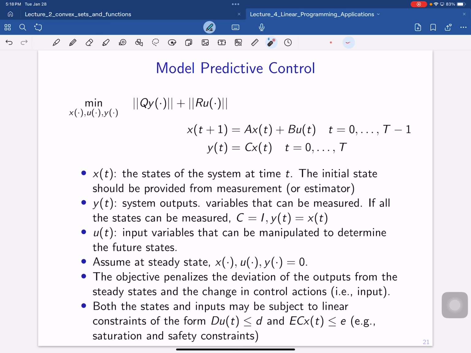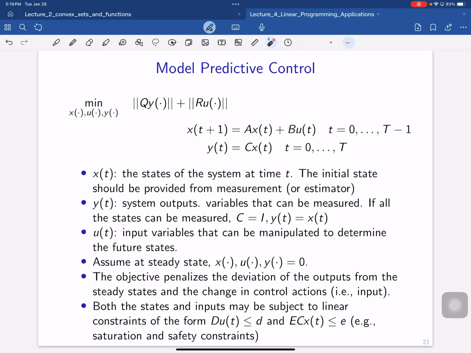Any questions? Yes. I'm sorry, I might just not have heard correctly, but is y what we're trying to control and u what we're manipulating? Yeah, so you can think about it that way. The u is what you can manipulate, like the coolant temperature or the flow rate. Y is what you can observe. Actually, x is what you are trying to control at a steady state. So x describes all the state variables. If all the x can be measured, then y equals x.